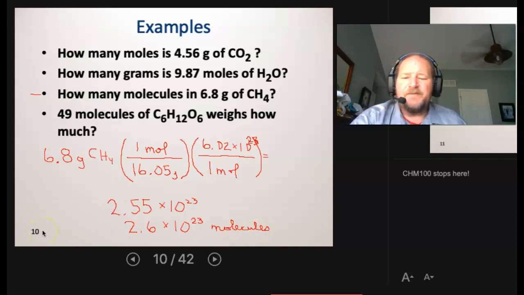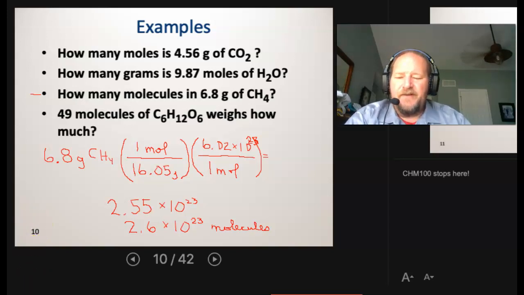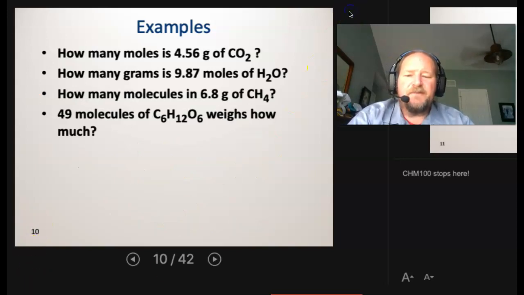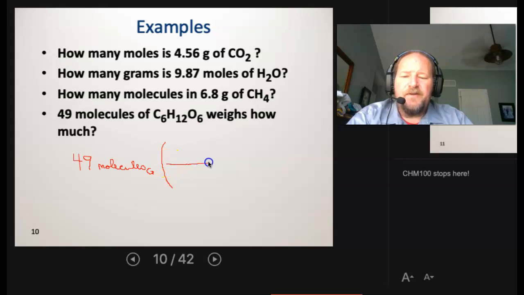All right. So we see grams cancel out, moles cancel out. And then Avogadro's number, of course, in this case would be molecules. All right. I'm going to go ahead and erase that to try that last problem. So now we're going to take 49 molecules of that glucose. Just going to put big G here. We want to know how much it's going to weigh. So we're going to go from particles to mass.